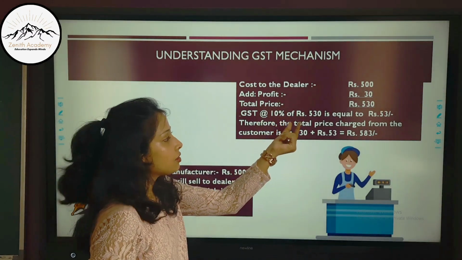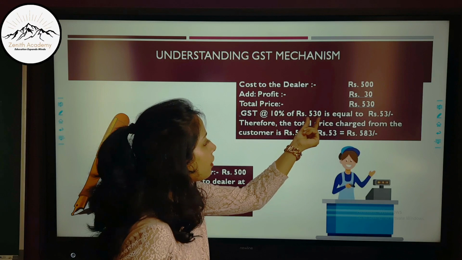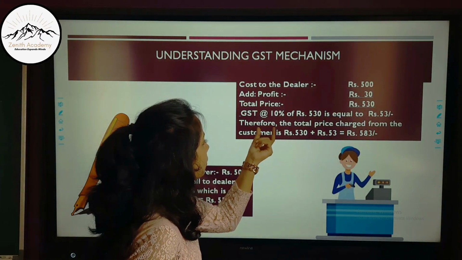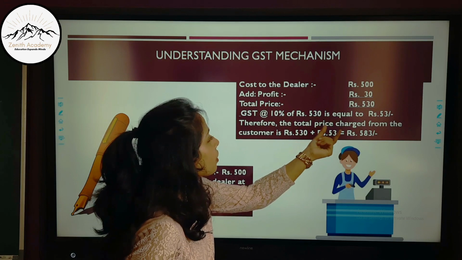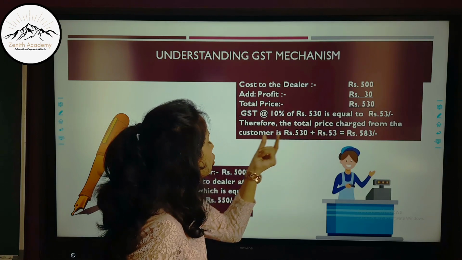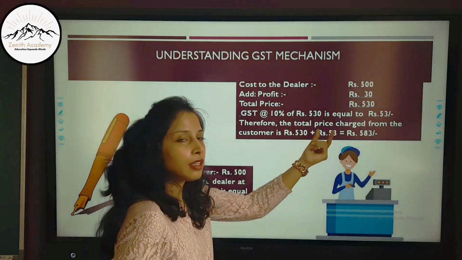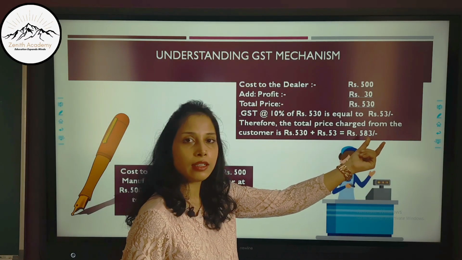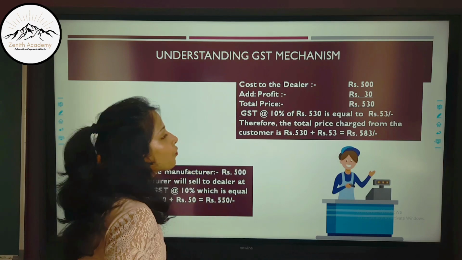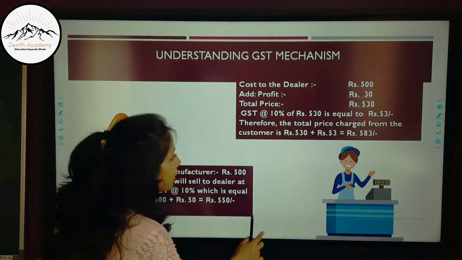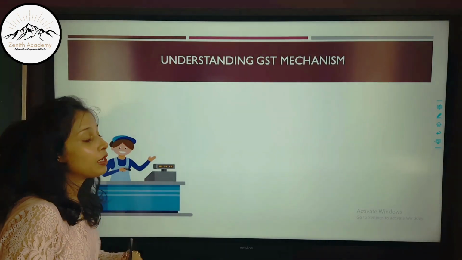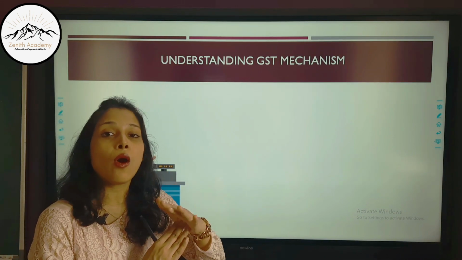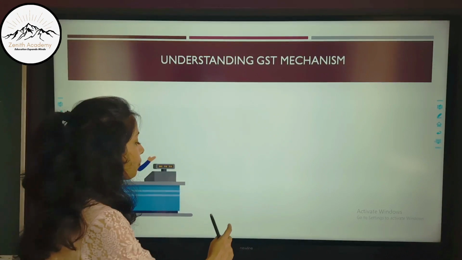GST is 10%, so 10% of 530 is equal to rupees 53. So the total price that is charged from the customer is 530 plus rupees 53, which is equal to 583. Now, as we proceed, this will explain how GST is taken only on the value addition.